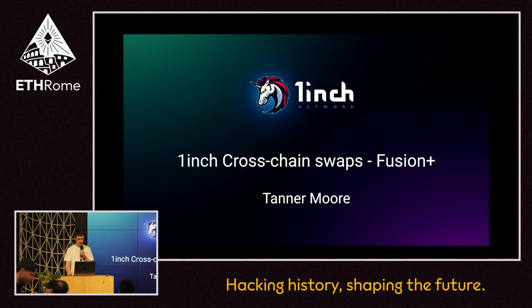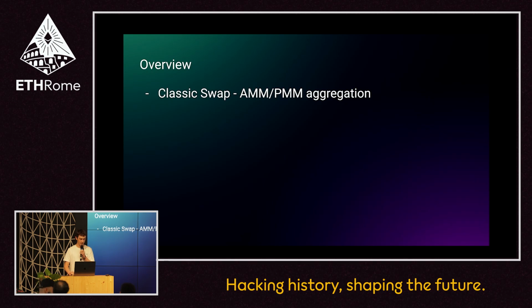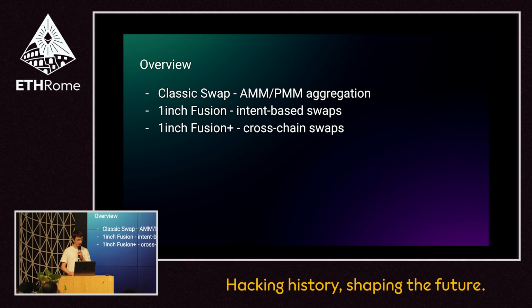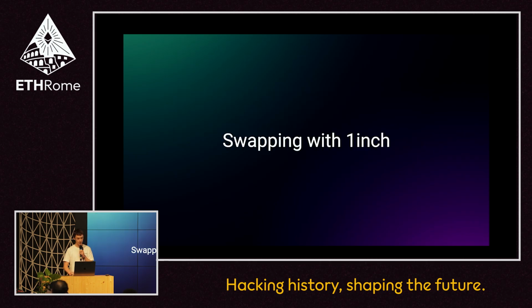So let's jump in and talk about cross-chain swaps, also known as Fusion Plus. I'm a developer relations engineer at 1inch. In the presentation today, we're going to talk about our classic swap, which is what we originally came out with back in 2019 or 2020, and that is AMM and PMM aggregation on-chain. We will then talk about 1inch Fusion, which was our implementation of intent-based swaps. And then we will go on to 1inch Fusion Plus, which is our cross-chain swap, our latest swapping platform that we released in the past couple years. And then we're going to talk about how you can actually build projects for the cross-chain swap bounty at the end. So let's jump into swapping with 1inch.